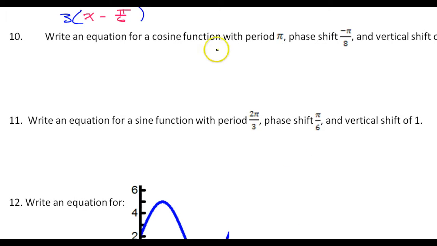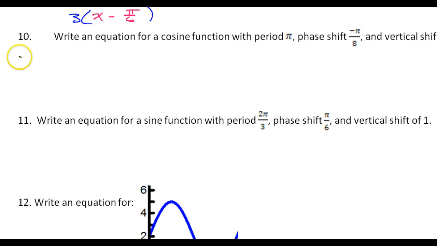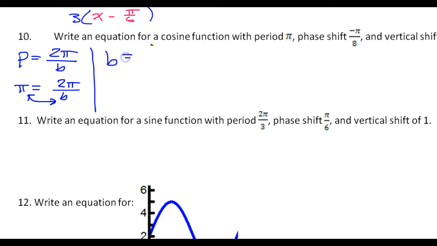Okay, awesome. Well, as far as period goes, here's what we know about period. We know that period is equal to 2 pi over b. So if pi is the period, then that gives us pi is equal to 2 pi over b. It would be easy just to swap these, so that would give us that the b value is 2 pi over pi. Of course, these pi's will cancel, which tells me that the b value is 2. So keep that in mind.